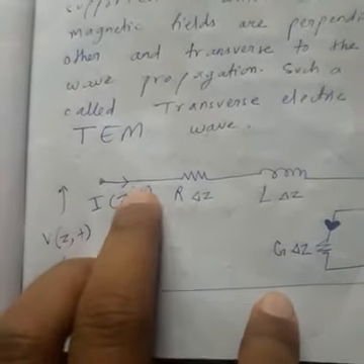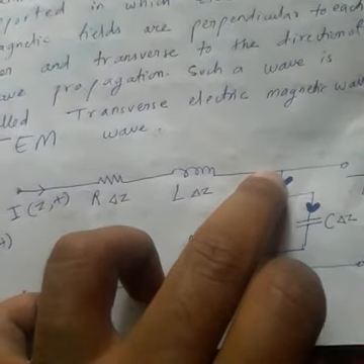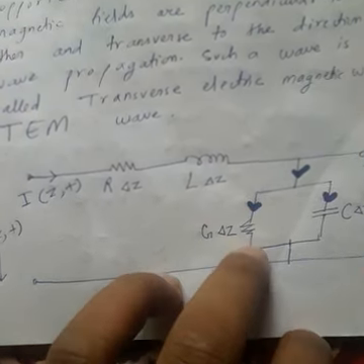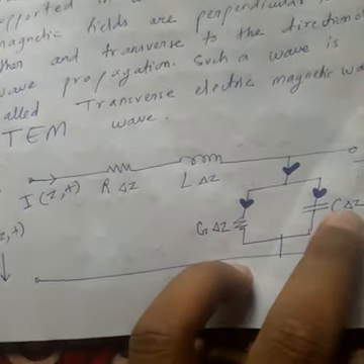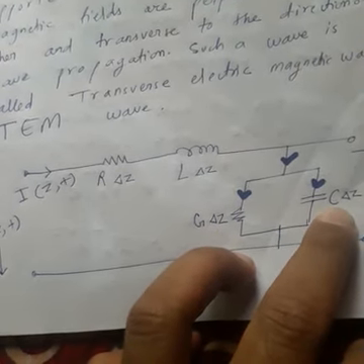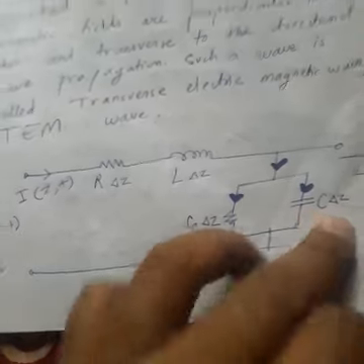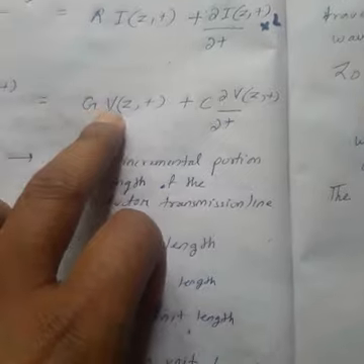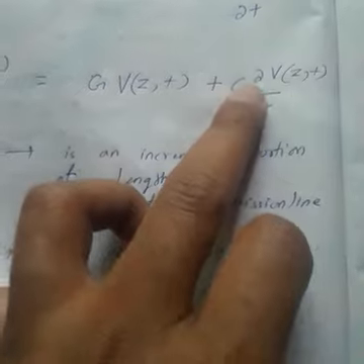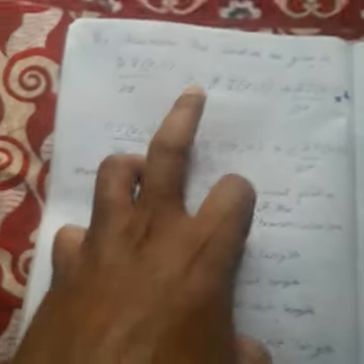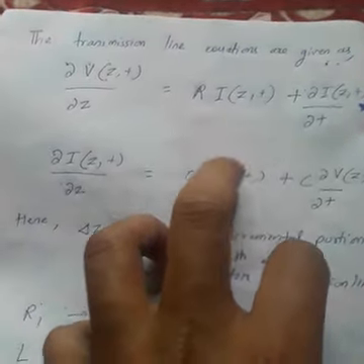This is the total current that I am showing you. The total current I z of t is coming here, and at this point it divides into two parts. One part goes to G del z, one part goes to C del z. So the total current becomes equal to G V z of t plus C del V z of t with respect to t. These two equations are the transmission line equations.